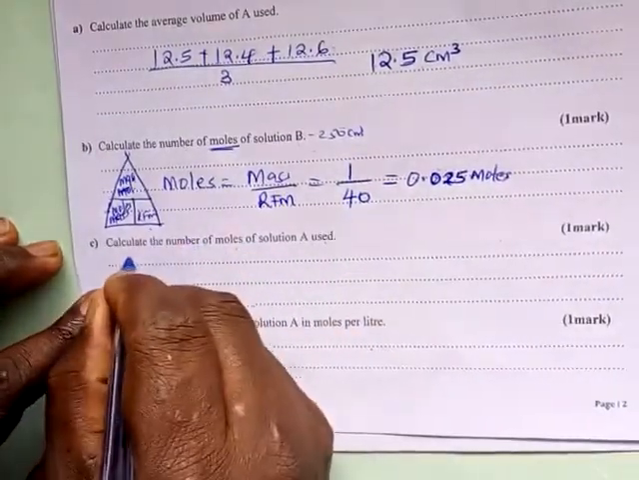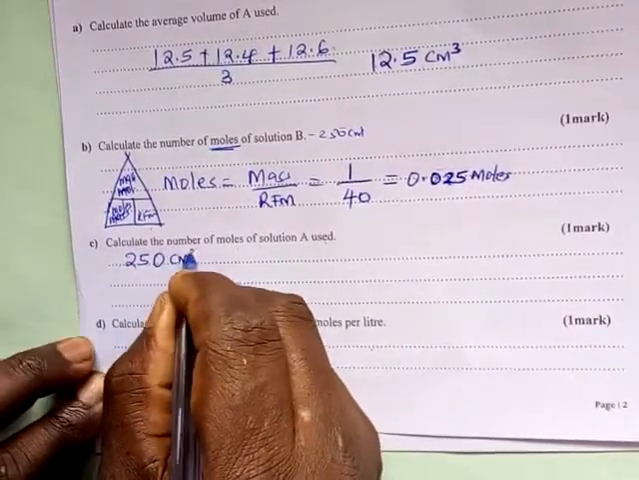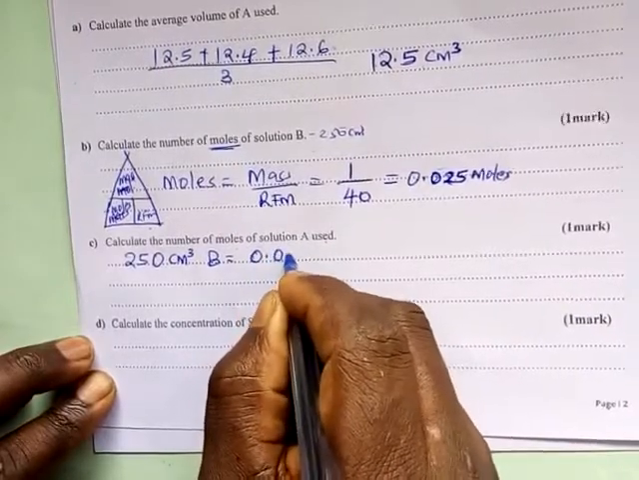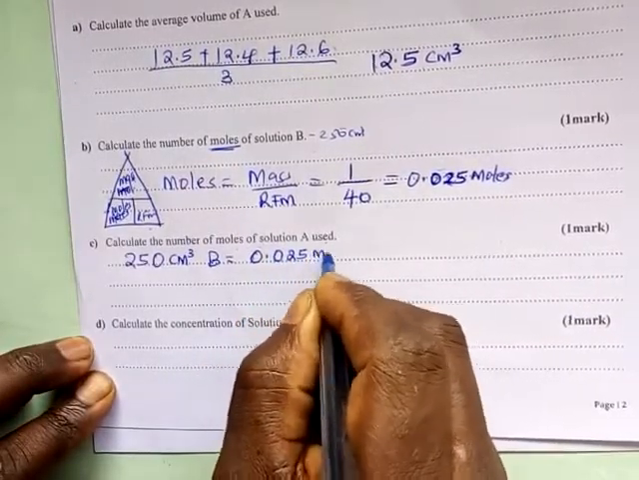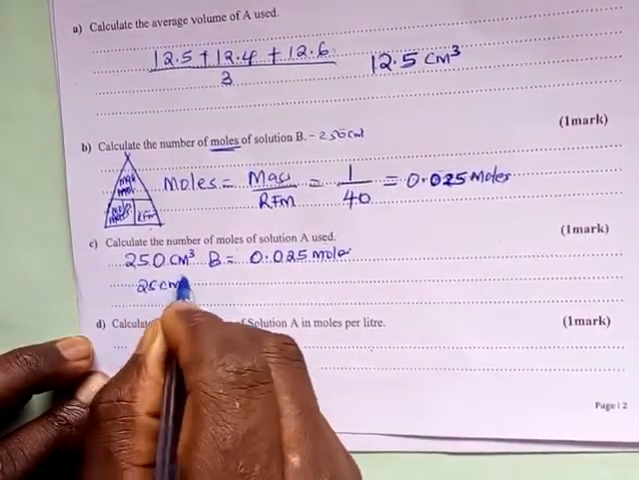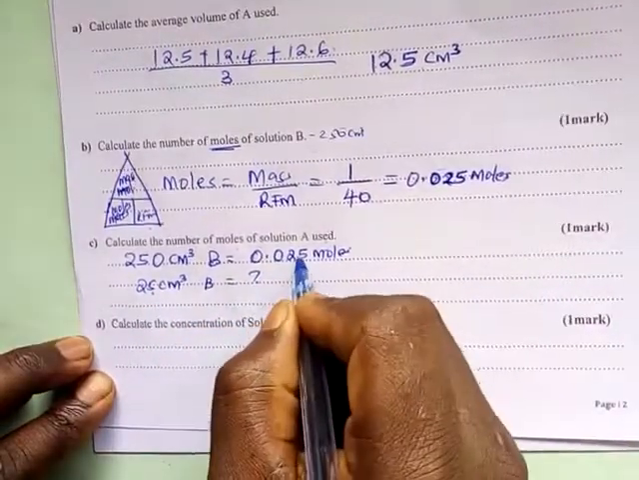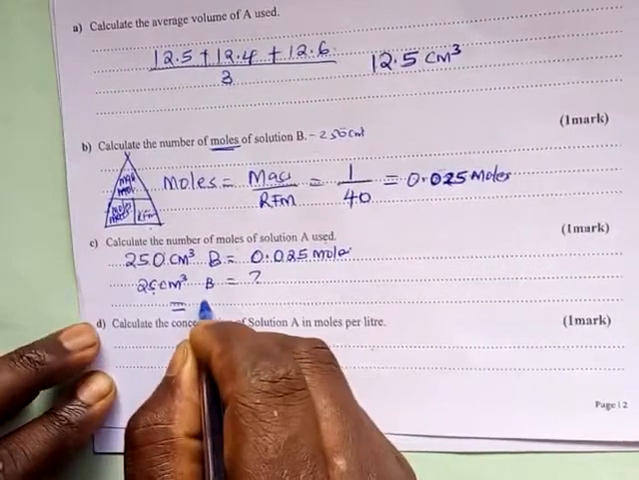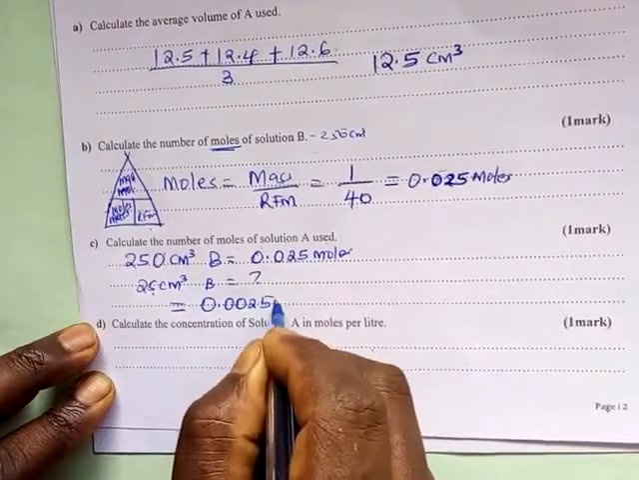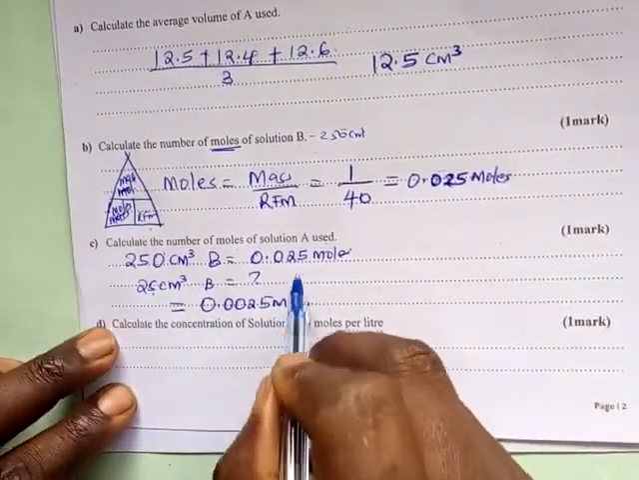So we say 250 cm3 of solution B contains 0.025 moles. 25 cm3, the one that reacted with A, will contain what? So it is 25 times this divided by this, which will give us 0.0025 moles. Yes.